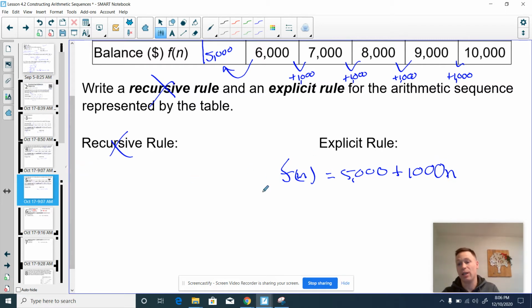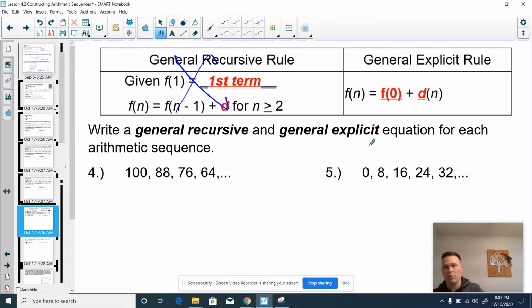If I substitute in, I can find any term. Like if I want to know how much I have in the bank after 36 months, because it's 3 years, then I would substitute 36 in for n, and that would be the 36th term in the sequence. But in the context of this problem, that's how much money I have after 3 years. Okay. So again, it's just a language play. So now we're formally giving you what the general explicit rule looks like, right?